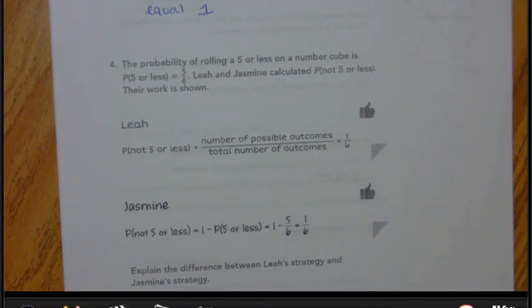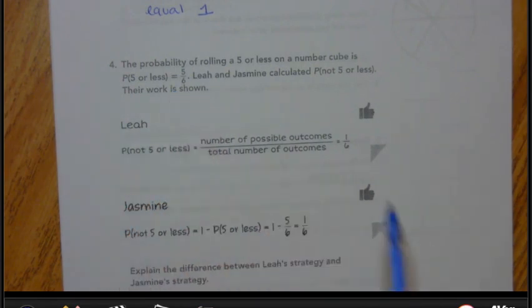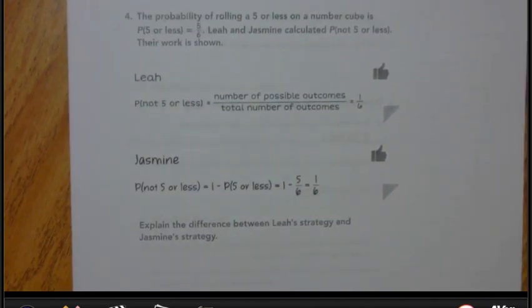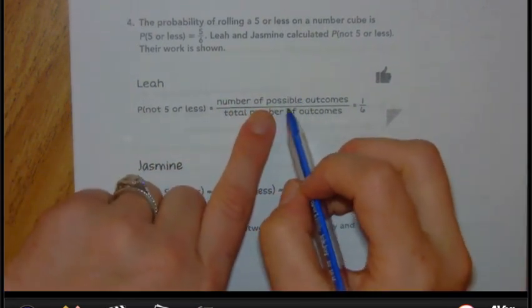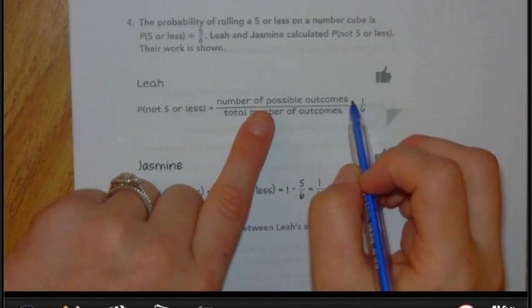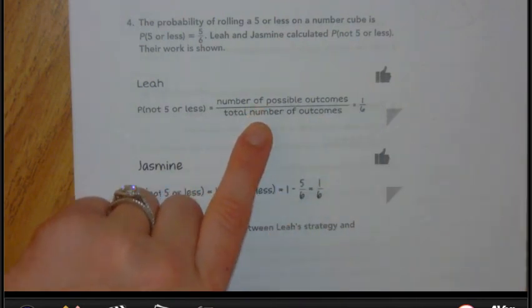All right. Looking at number 4, the probability of rolling a 5 or less on a number cube is 5 out of 6. Leah and Jasmine calculated the probability of not 5 or less, and their work is shown. Examine the differences between Leah's strategy and Jasmine's strategy. All right, so let's take a look at Leah. Leah did the probability of not 5 or less. She saw that the total outcomes of what she needs is 1, out of all the outcomes total is 6.